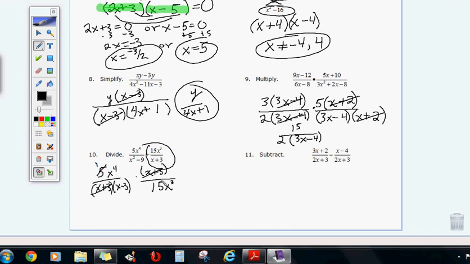5 goes into 5 once, 5 goes into 15 3 times. X cubed and x to the fourth actually is top heavy by 1x. So the only thing left on top is an x. And then on the bottom, what do we have? 3 parenthesis x minus 3. All right, so that'd be our final answer.